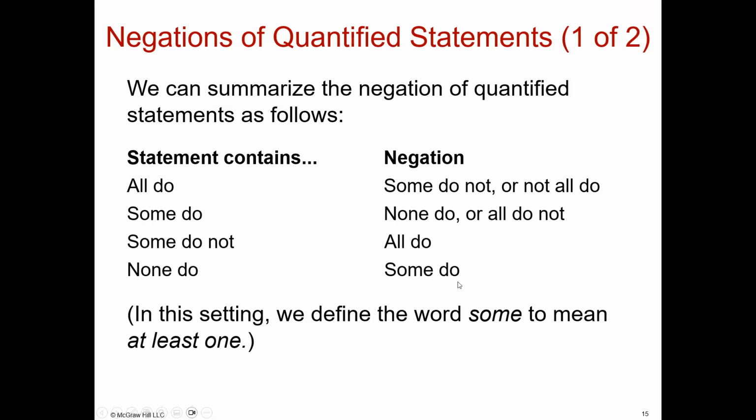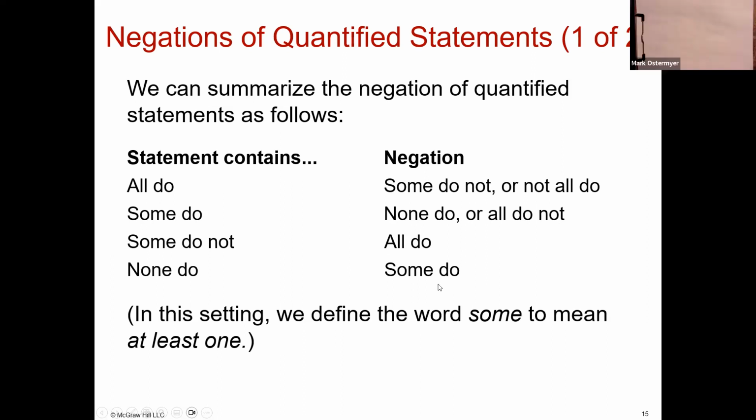Now, an important side note here: the word some also means at least one. So the negation of none do is to say at least one does, correct? That would be the negation. So the word some means the phrase at least one. They mean the same thing. They're synonymous with one another.